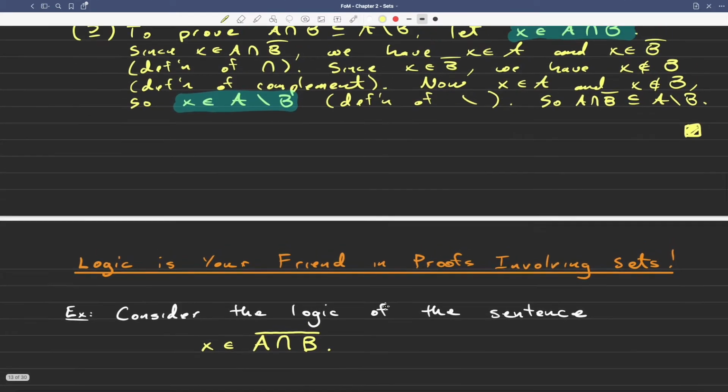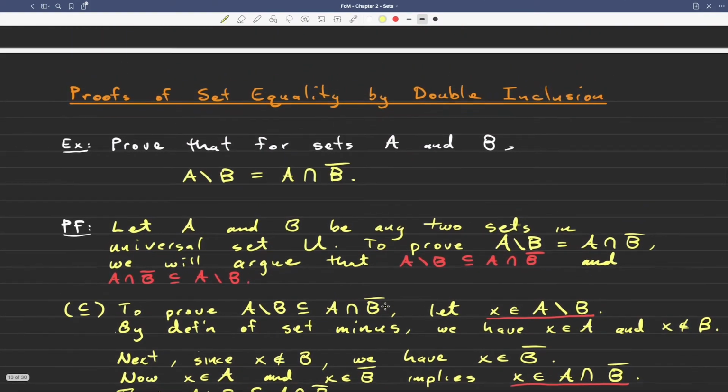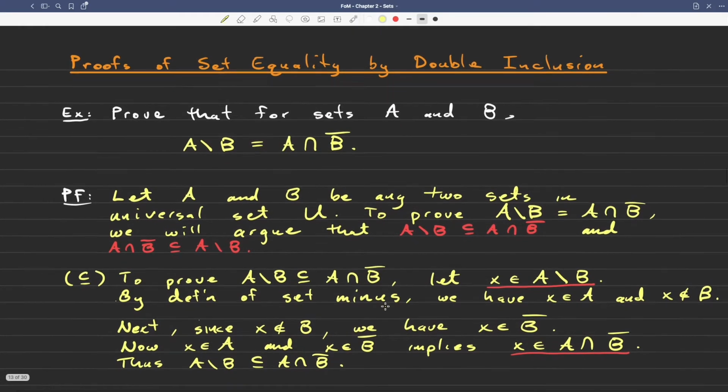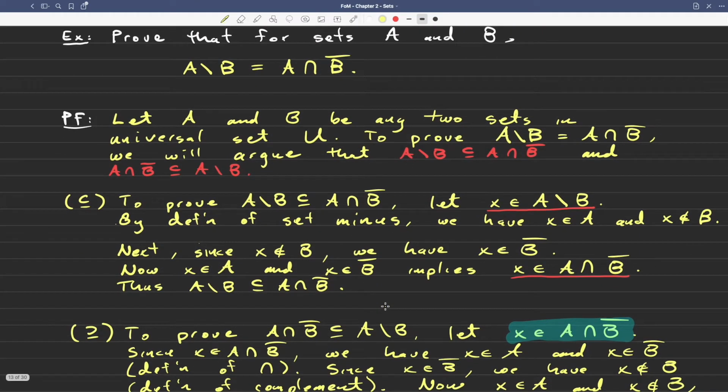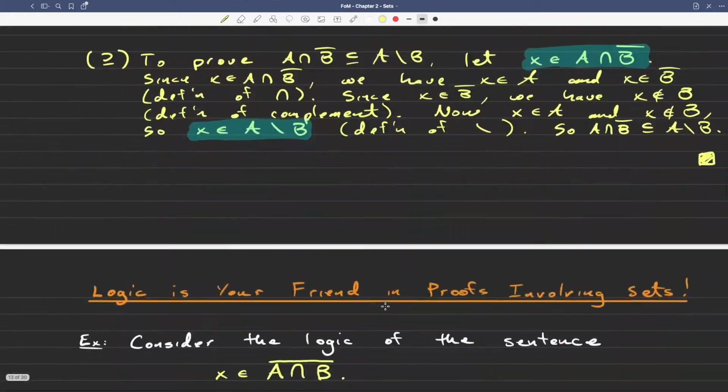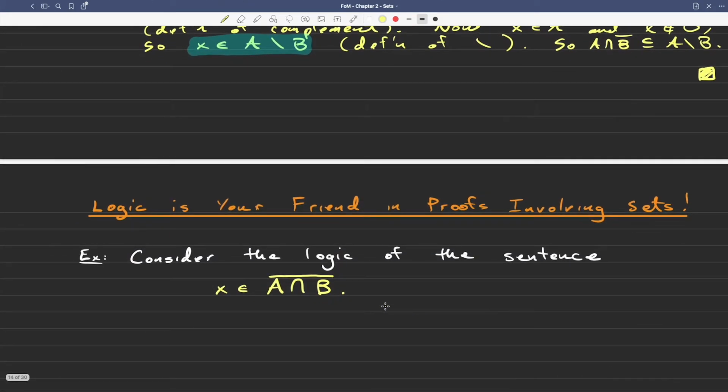I'll come back to this other method in a little bit, but for now, let me just reiterate, the method of double inclusion really most of the time is the way to go. So study this proof and make sure that you can do a proof like it.